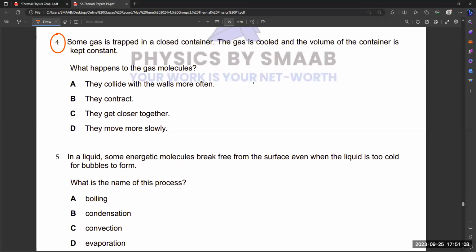Question 4. Some gas is trapped in a closed container. The gas is cooled and the volume of the container is kept constant.